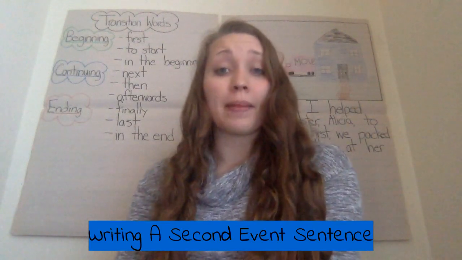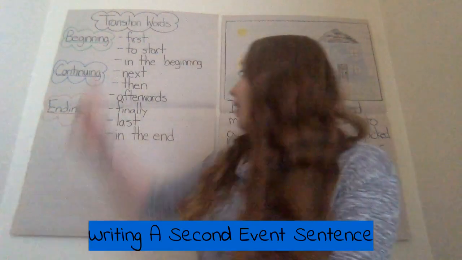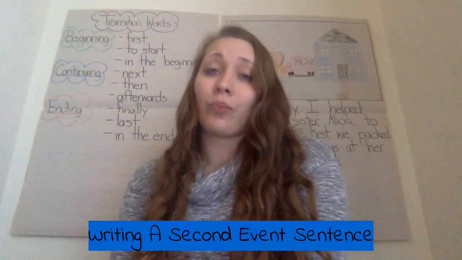Now, do you remember what the next sentence I need is? My second event sentence. That means I am going to choose a continuing transition word to start it that will tell my readers this is the following event that happened in the middle of my story. You can choose any continuing transition word. Next, then, afterwards, or you might even think of one that's not on our list. But I'm going to use the word then. So I'm going to write, then we drove the truck to Alicia's new house. I'm going to carefully sound out my words. You can tell me what letters you hear, and I will record them.